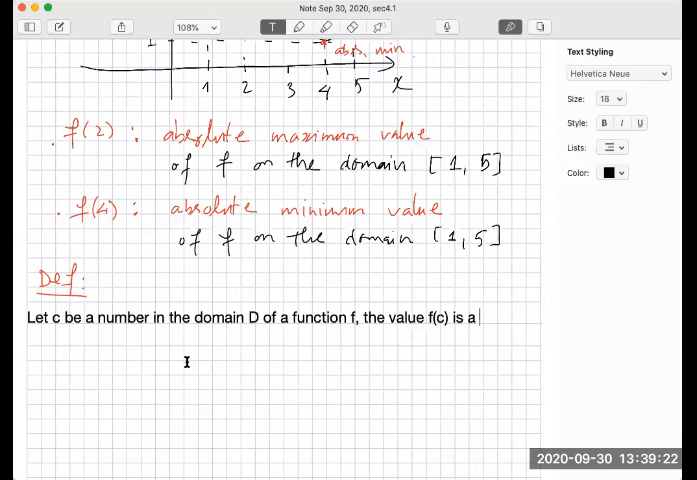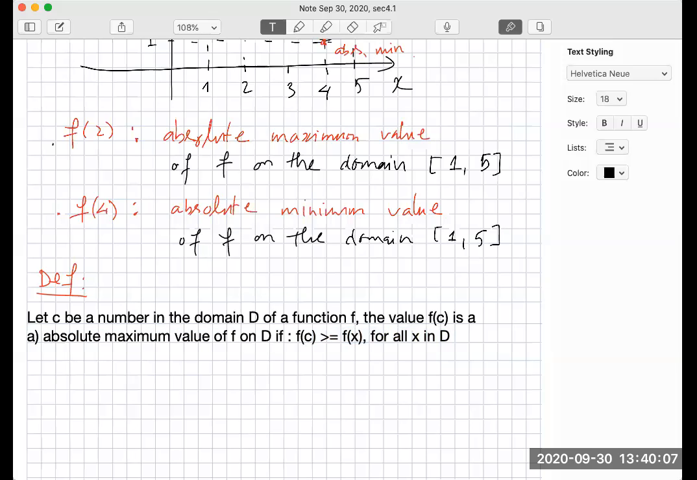the absolute maximum value of f on D if f(C) is greater than or equal to f(x) for all x in D. Okay.